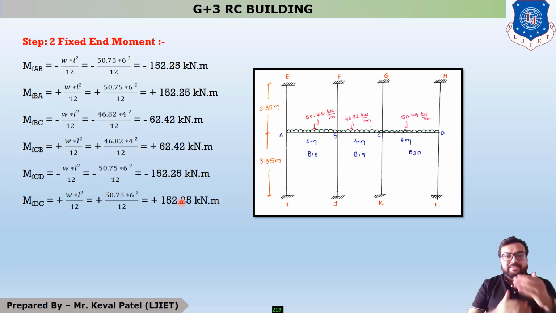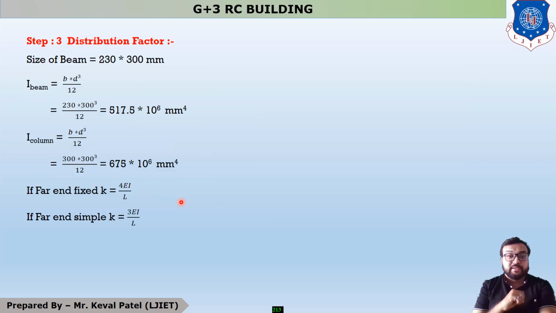So students, this is the revision of your semester 5, in which one method is the moment distribution method. After finding out the fixed end moment, the next step is to find the distribution factor. It is denoted by DF. Now, what is the equation of distribution factor? The equation is K divided by summation of K. Now, what is K? K means the stiffness of the component.